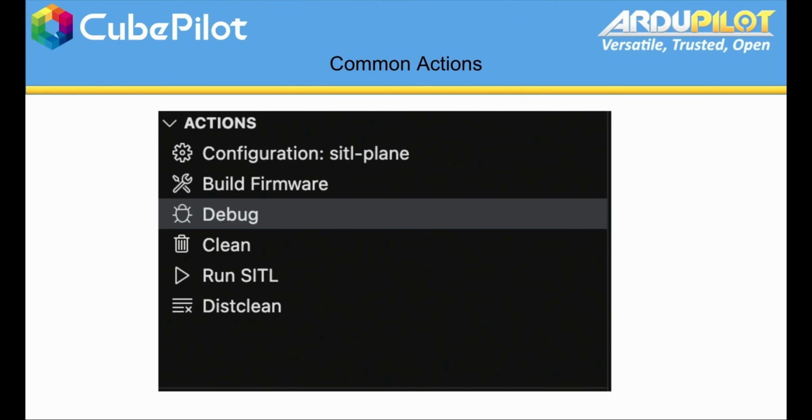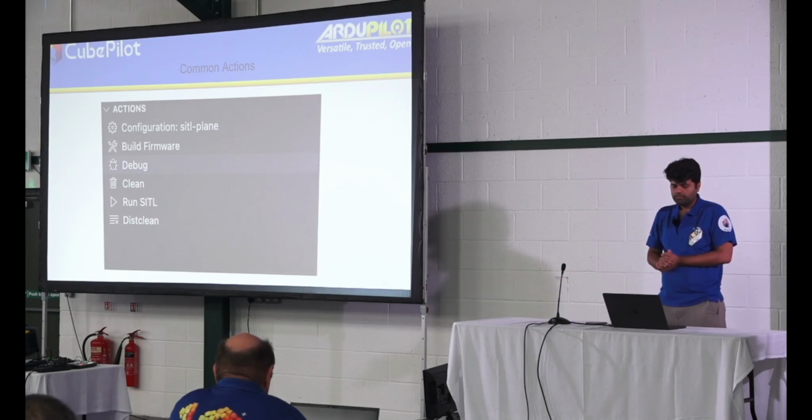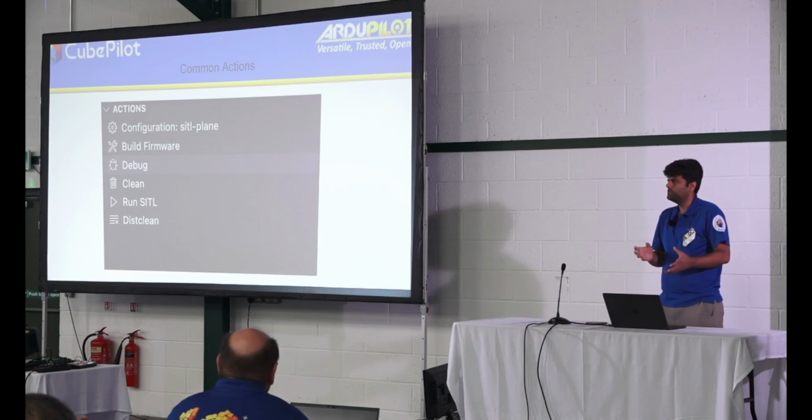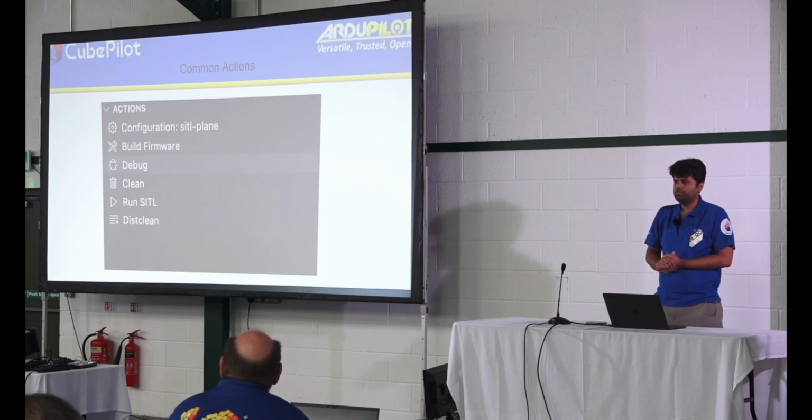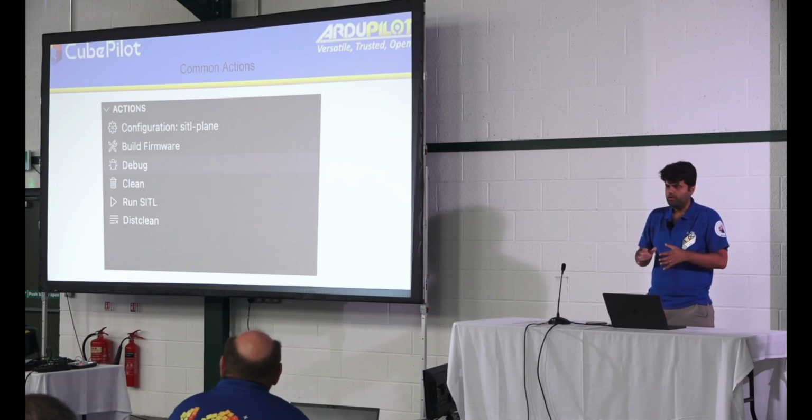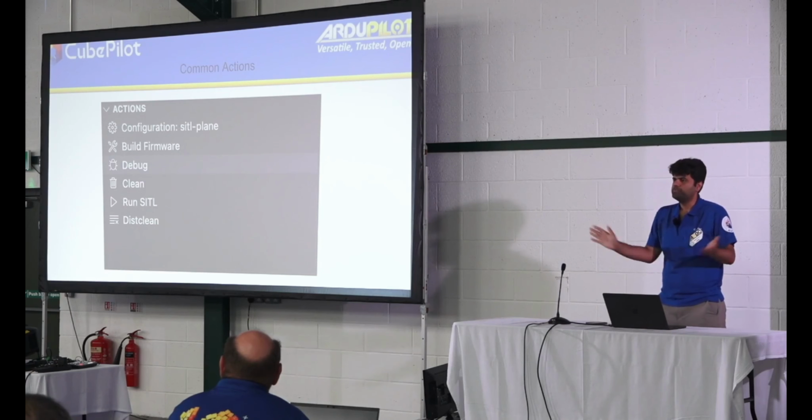So these are the common actions that you usually do in an ArduPilot project. You build a firmware, debug, clean everything. So in case something is not right, you have a bad hardware, include errors and stuff like that, you can just clean and start again, upload firmware or run CTL in this case, or do a disk clean which just wipes everything, gives you a clean sheet.